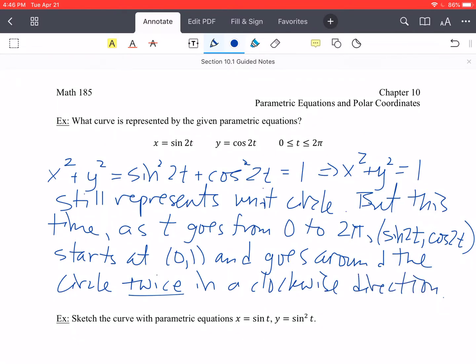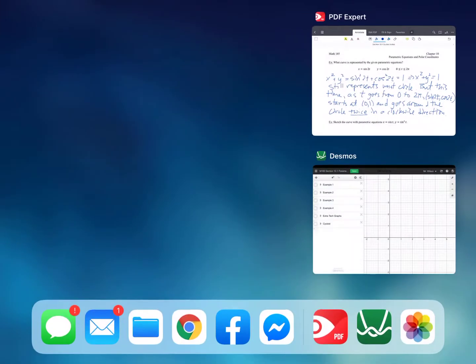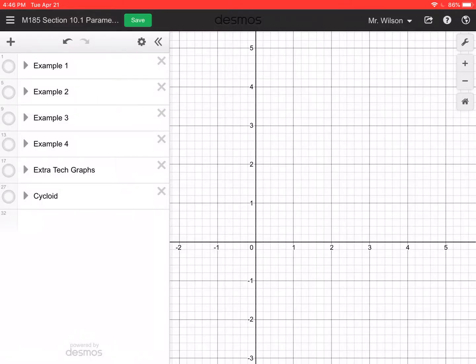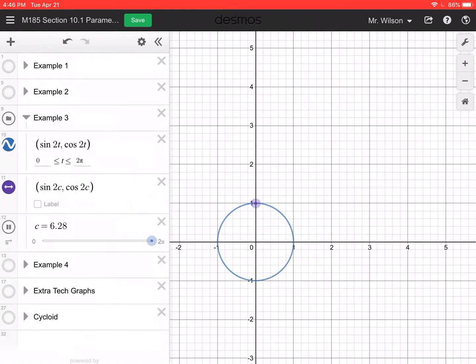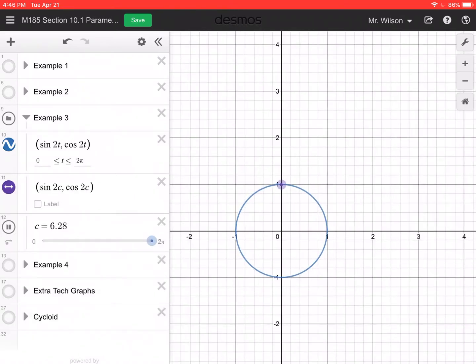Okay, so let's take a look at that. Here's our unit circle again. Notice we're starting at the point 0, 1 this time, and as I let t go from 0 to 2 pi, notice it's moving clockwise, and it moves around the unit circle twice before it stops. So again, it moves around once and twice.